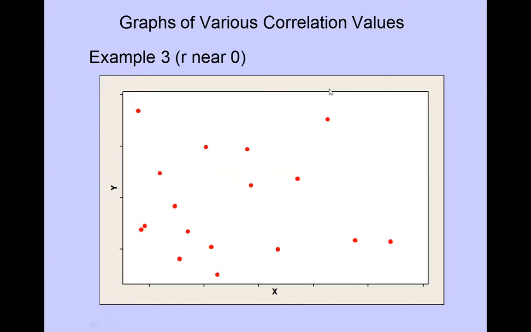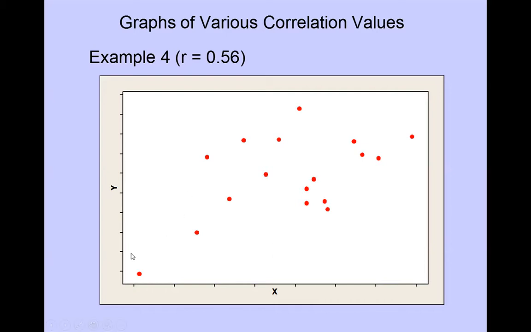And here's just a random scattering of points, so it doesn't seem like if x gets bigger, as we move to the right in the picture, we can say y tends to be getting bigger or y tends to be getting smaller. It's just random all over the place. So this is where r would be near 0 because there's no linear pattern that we can discern between x and y.